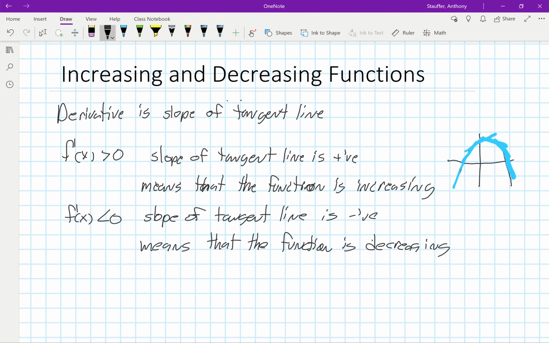Now, from there, let's say f prime at x actually equals 0. Well, then that means it's neither increasing or decreasing. And this actually also means that there's a possibility of a min or a max. So there's a possibility of a minimum or a maximum, but we will get to that in another lesson.